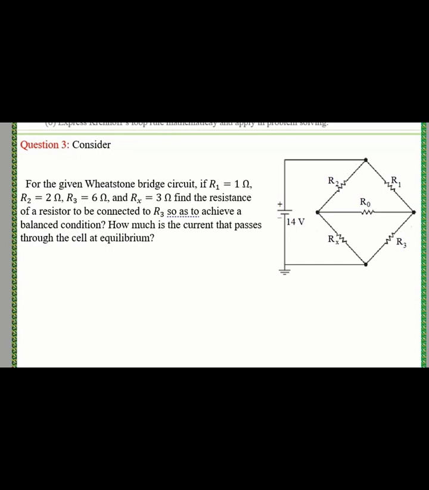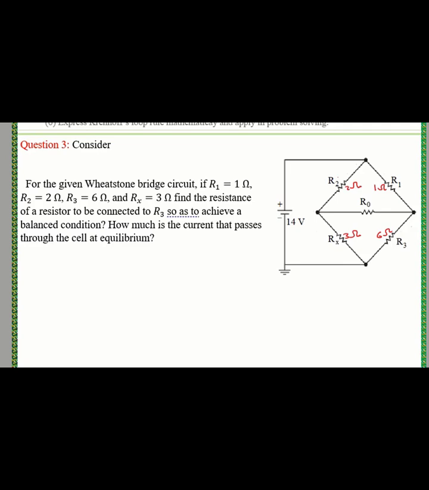For the given Wheatstone bridge circuit, if R1 equals 1 ohm, R2 equals 2 ohms, R3 equals 6 ohms, and Rx equals 3 ohms. Now before proceeding with this circuit or with the question, let us examine if the bridge is balanced or what.